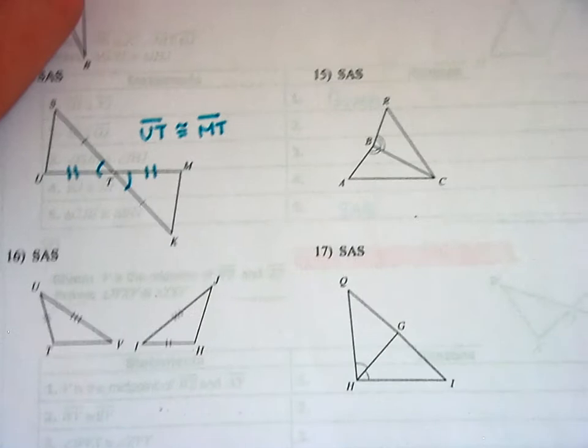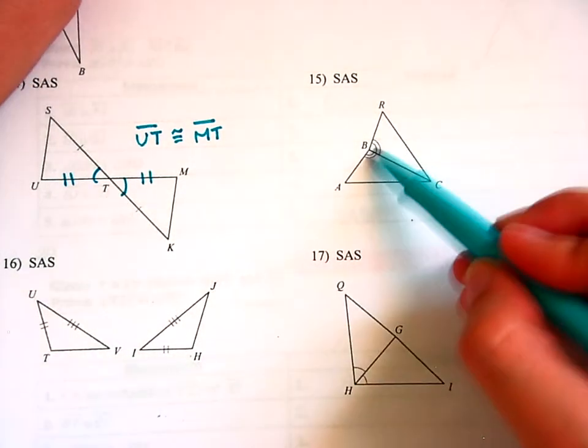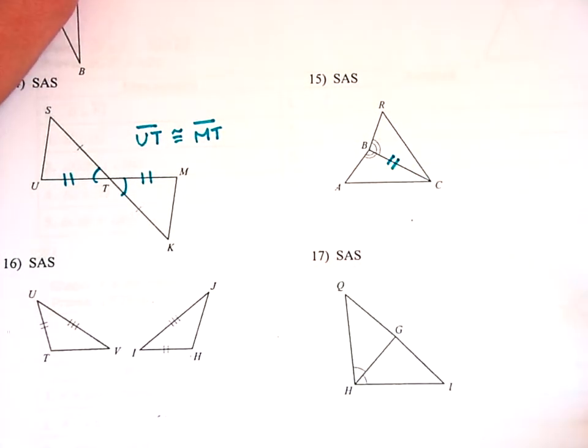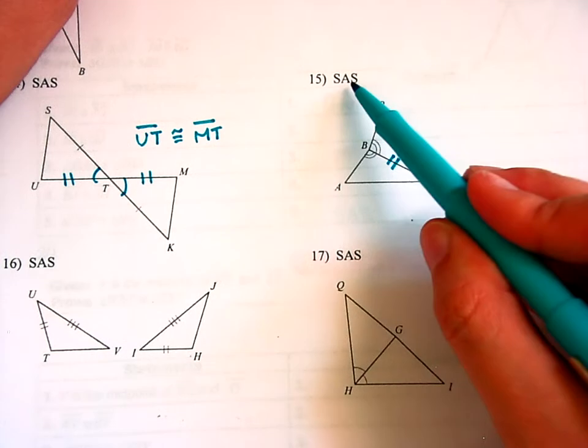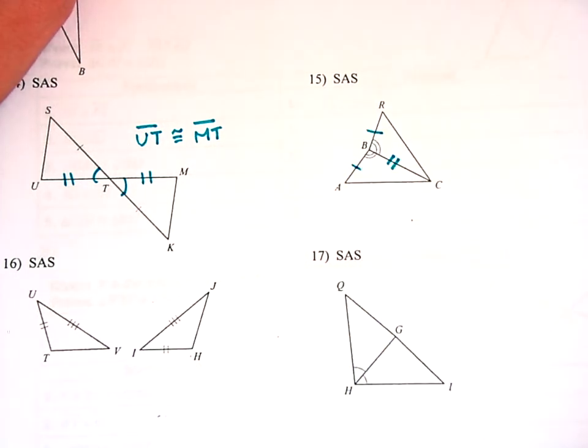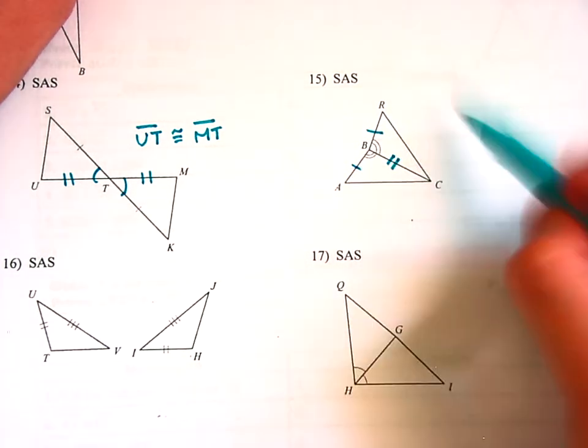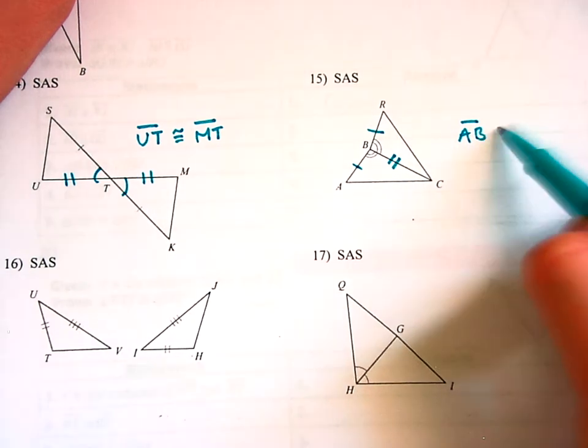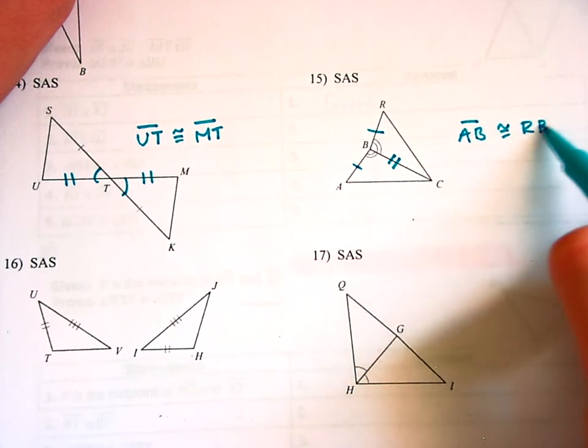All right, 15, we've got angles, we've got this side that they share. And remember, it's side angle side, so it's got to be side angle side. The side's got to be right here. So that's the one that wasn't labeled yet. So AB has to be congruent to RB.